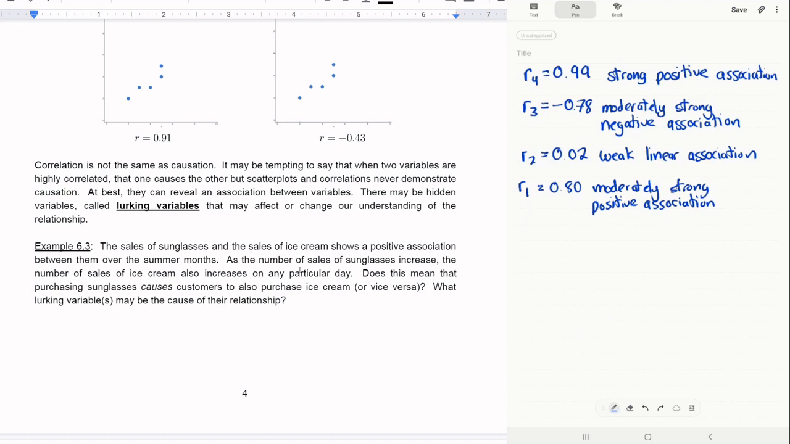And so does this mean that purchasing sunglasses will cause customers to also purchase ice cream or vice versa? What are some possible lurking variables that may be the cause of the relationship? Well, one possible lurking variable is going to be the hot weather.